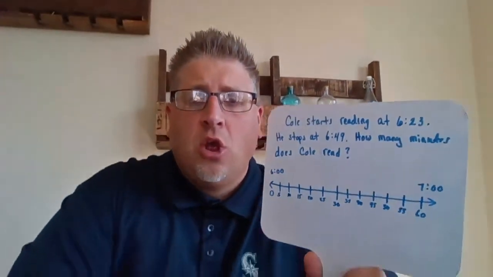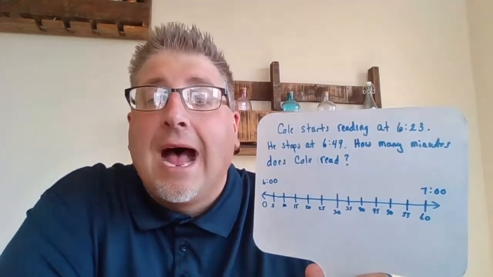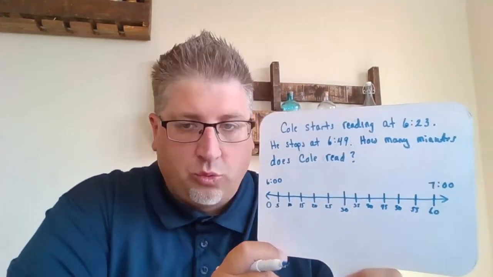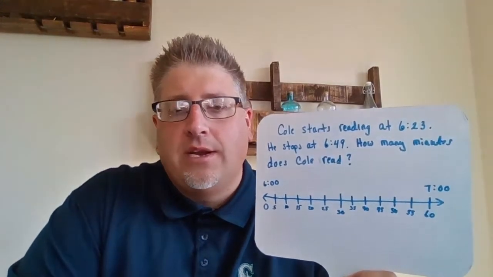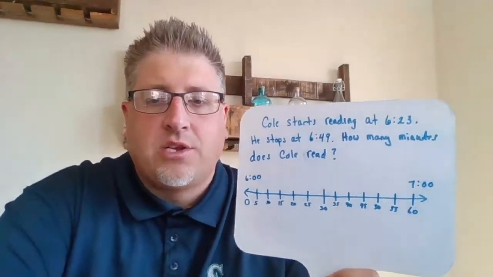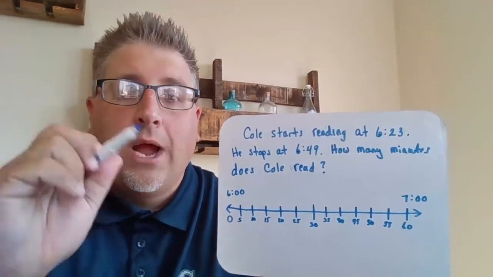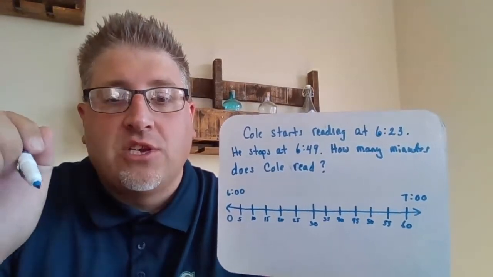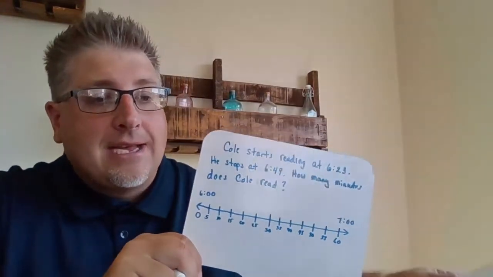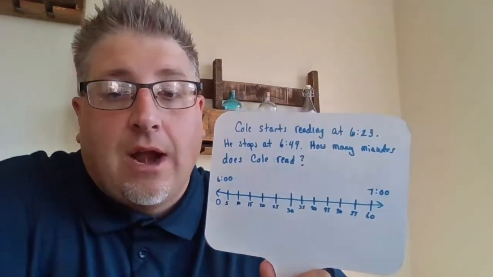All right, so this one says, Cole starts reading at 6:23. He stops at 6:49. How many minutes does Cole read? Okay, now some of us could just do the basic subtraction problem. We could subtract some numbers here, but I want to walk us through on a number line here. So what we need to do is we need to find when he starts and when he finishes on the number line, and then we're just going to look at that grouping as we go to figure out how long he read for.